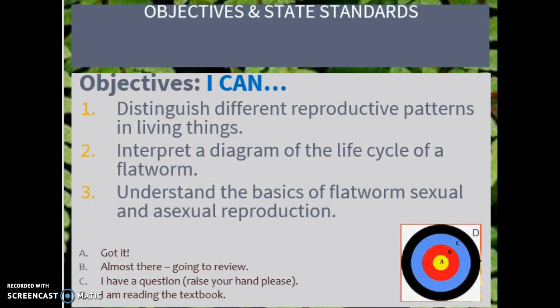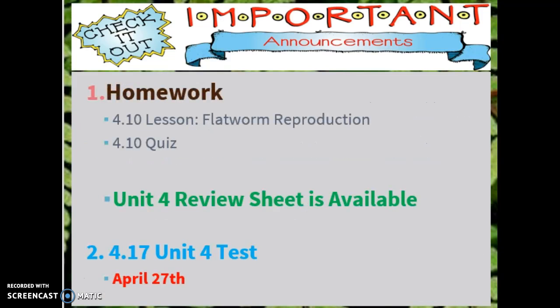I hope that this information helps you as you prepare, whether you're ready to take the next step or just need to review. The textbook has some information to help you, and you can always email me if you need assistance. Please remember to work on lesson 10 and complete the test. Complete your review sheet, and we have the test coming up on April 27th.